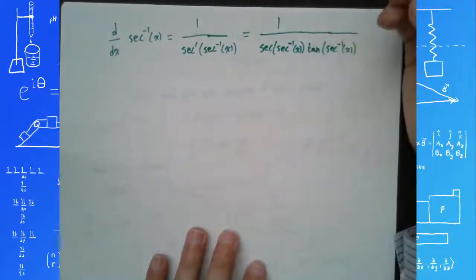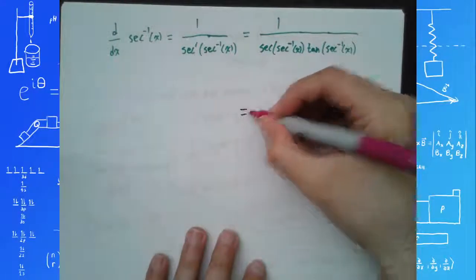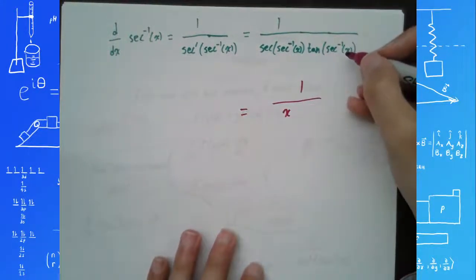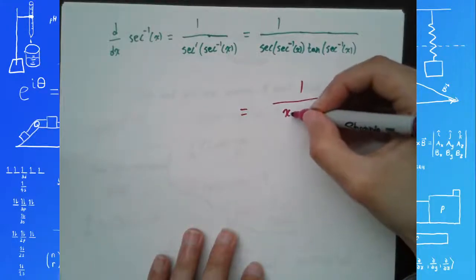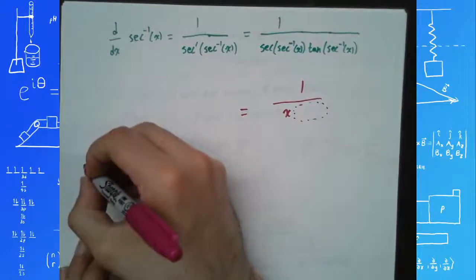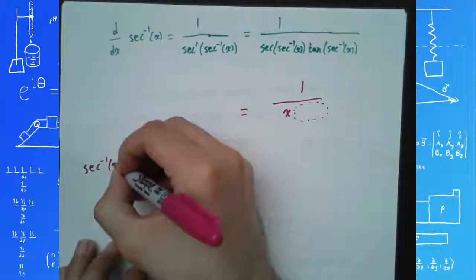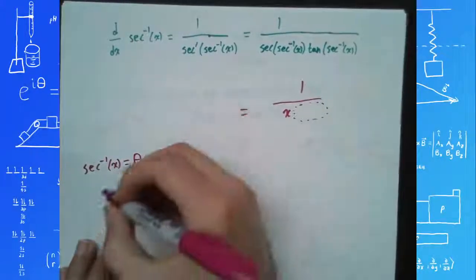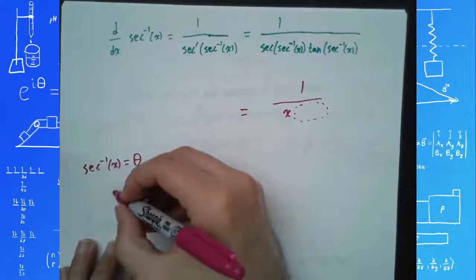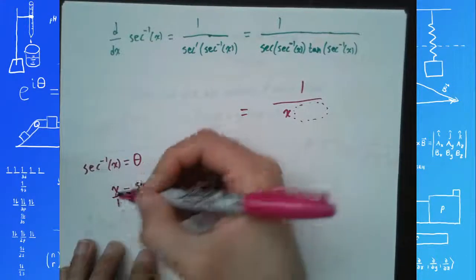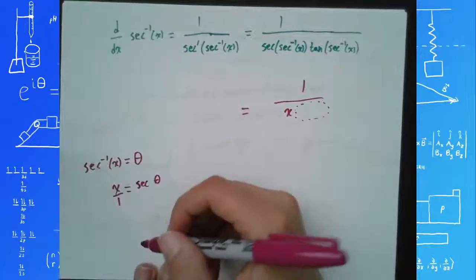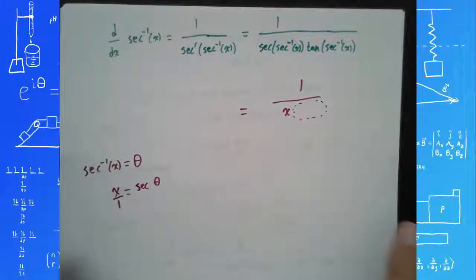Okay, secant of secant inverse of x, that's easy. That's just x. So that's 1 over, that's just going to be x. And then tan of secant inverse of x, that's the part that we're going to need to put some more time into. So secant inverse of x, let that be theta, such that secant of theta is equal to x, or preferably, I like to write them as fractions, x over 1. That helps with drawing our reference triangle.